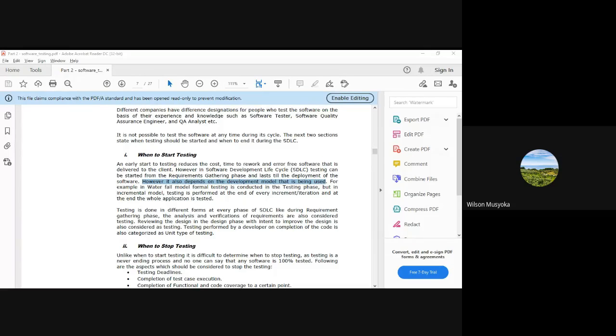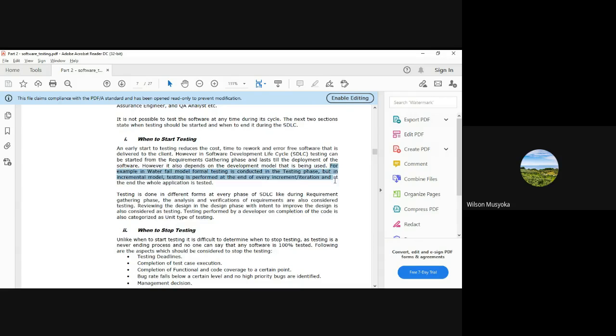And each one of those methods can always have a different model of how you are going to capture those requirements or how you are going to test that software. So in the waterfall model, for example, we are saying that formal testing will be conducted in the testing phase, meaning that you will have already collected the requirements, you will have already designed the system, you will have already developed or coded the system, and then testing will come immediately after you have coded the system.